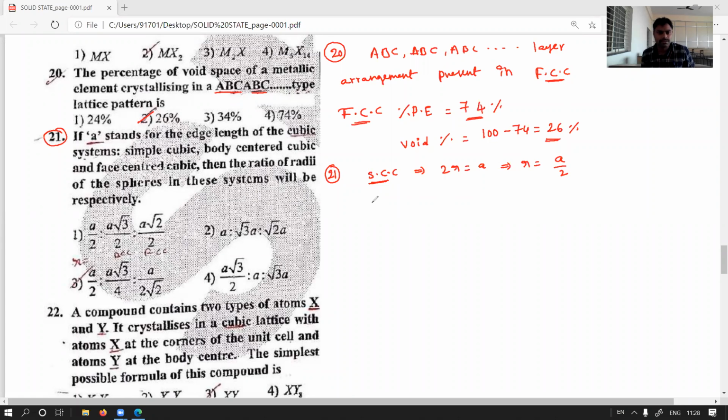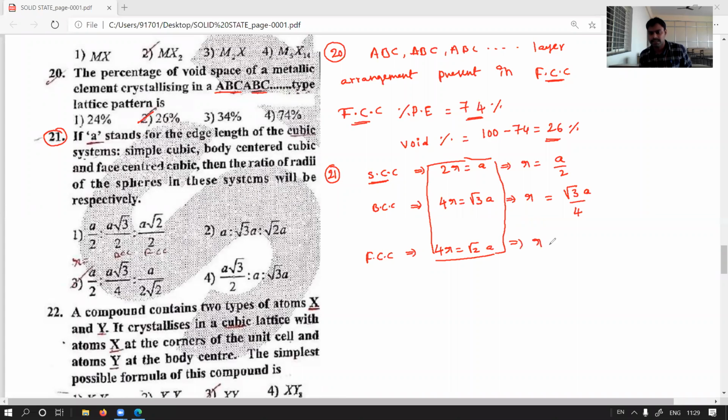Next, what they asked: simple cubic, next body center, next face center. BCC, body centered cubic crystal system. In the shortcut relation, 4r equals root 3 A. From this, the radius of an atom in a body centered cubic crystal is root 3 A by 4. Next, in FCC, face centered cubic crystal, the relation is 4r equals root 2 A. You remember these three. According to that, we can easily write the edge length and radius relation. So in this, radius equals root 2 A by 4; 4 is nothing but 2 into 2, and 2 is root 2 into root 2, then root 2 will cancel, so A by 2 root 2 will come.